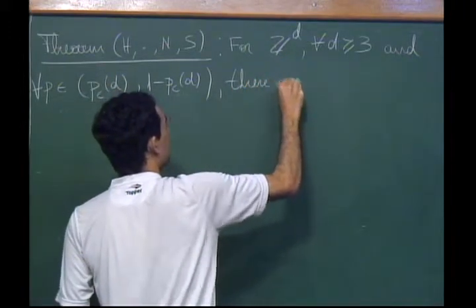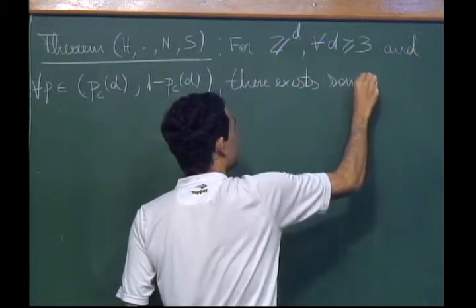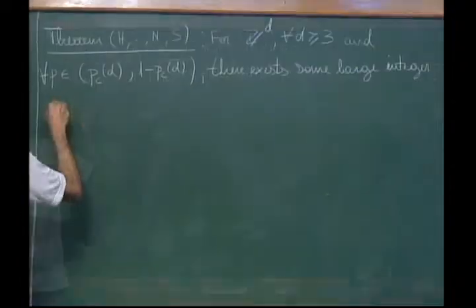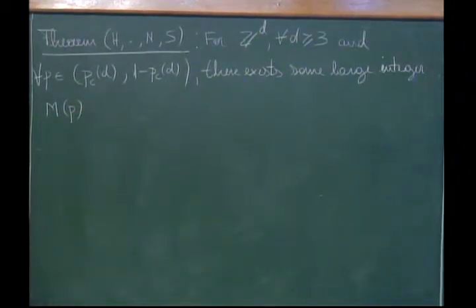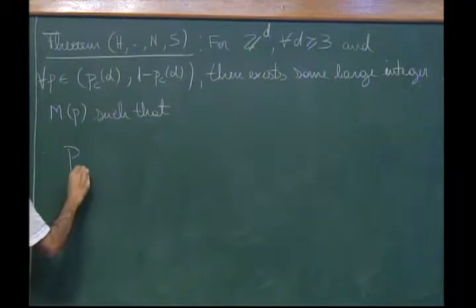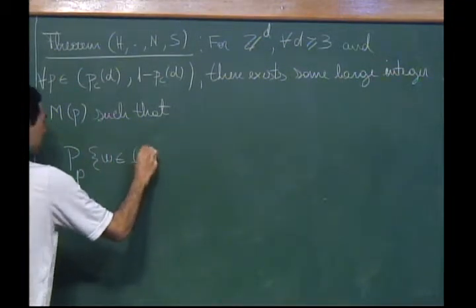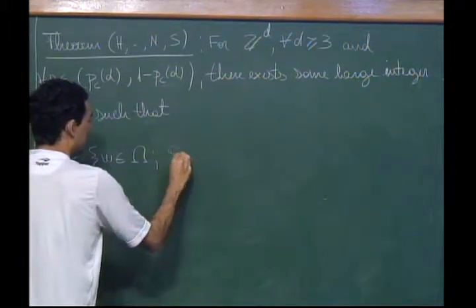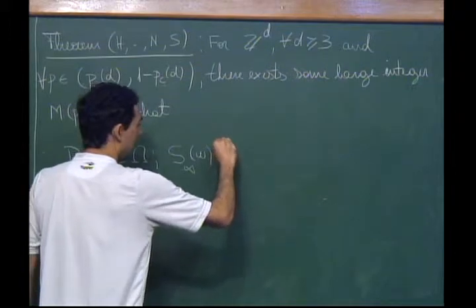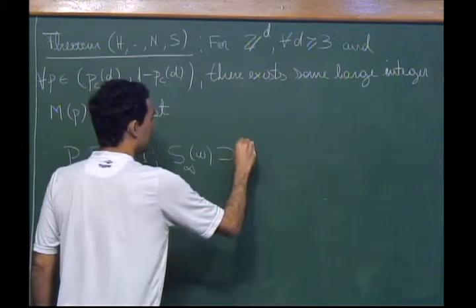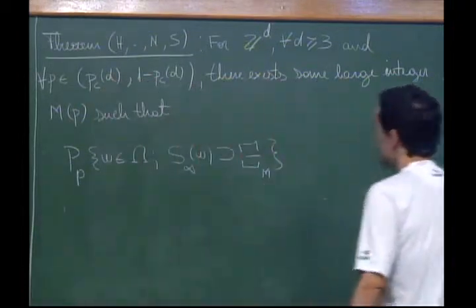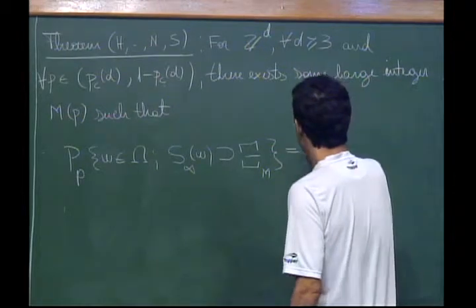There exists some large integer n. This n depends on p, such that the probability of the set of configurations such that the set of the words that are seen contains the set of m-stretched words is 1.